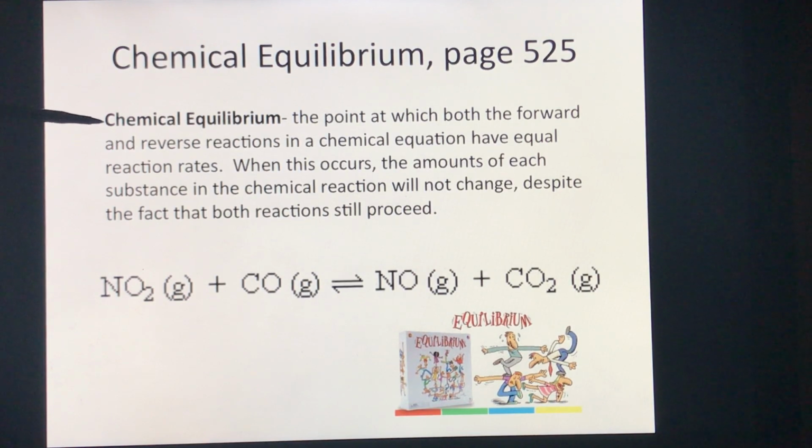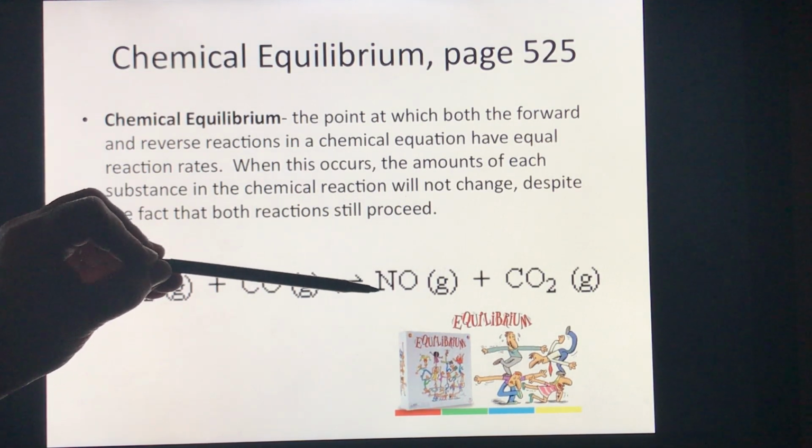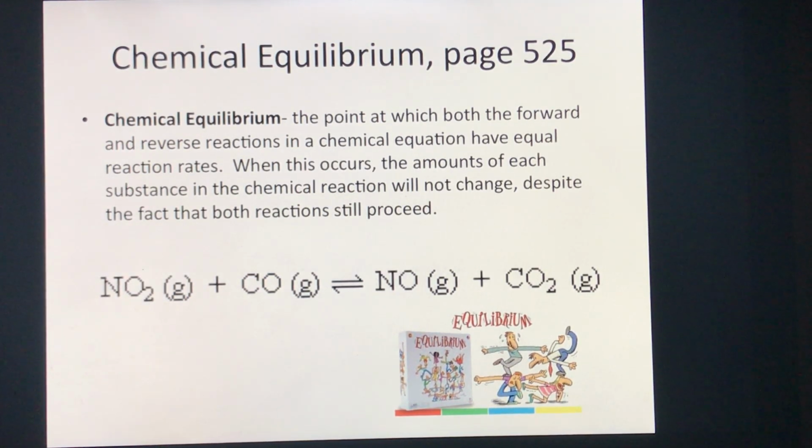The chemical equilibrium is the point at which both the forward and the reverse reactions in a chemical equation have equal reaction rates. When it occurs, the amount of each substance in the reaction will not continue to change despite the fact that both the reactions still proceed.